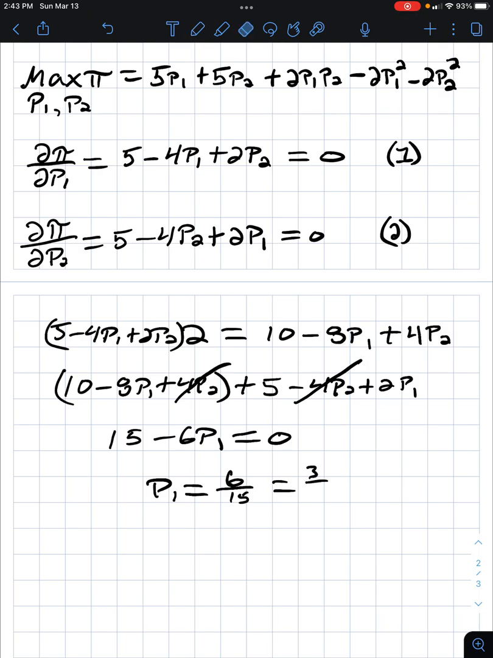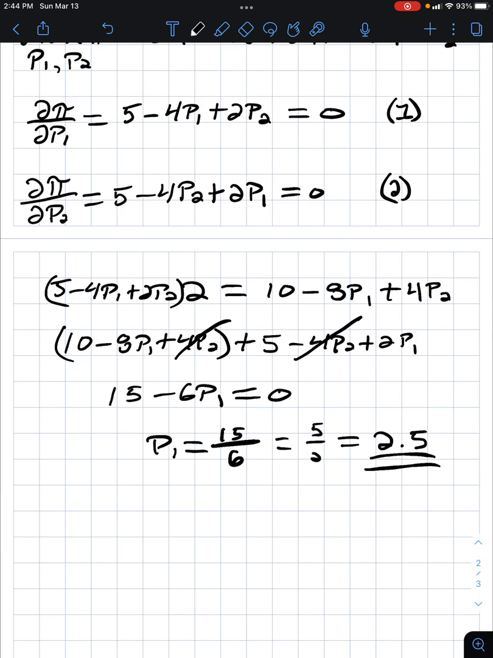Actually, P1 is equal to 15 over 6, and this is equal to 2.5. So P1 is 2.5. And then what is P2 going to be?